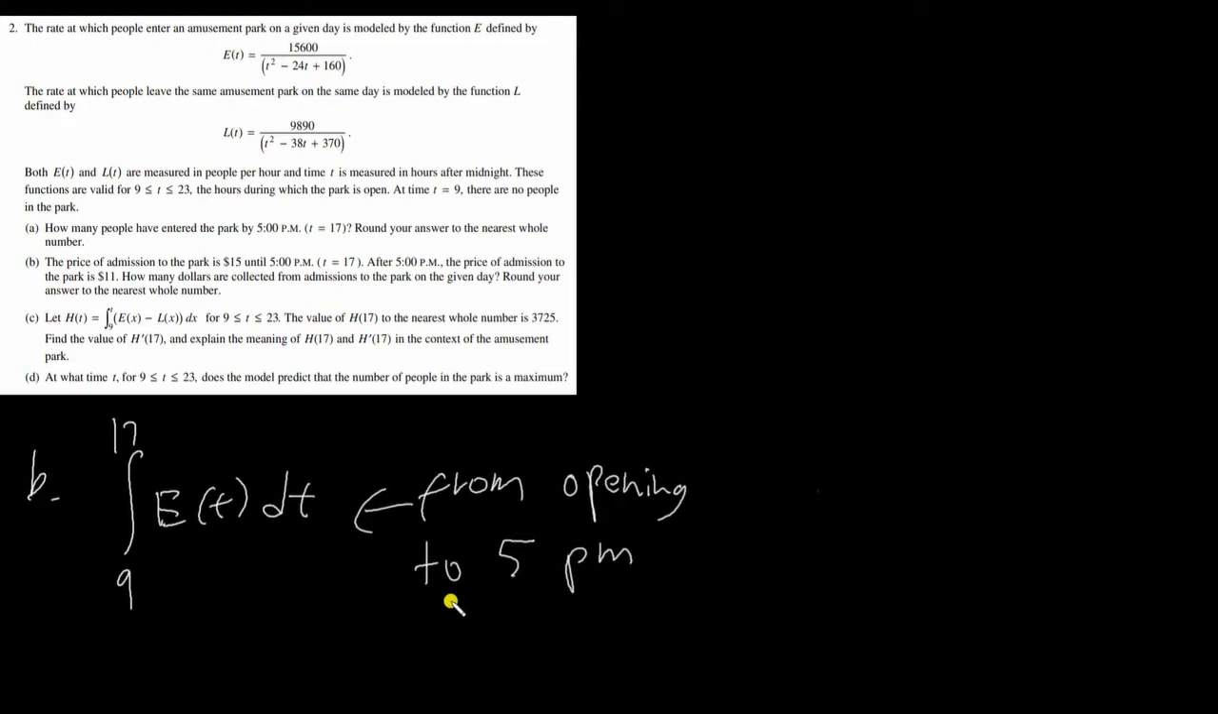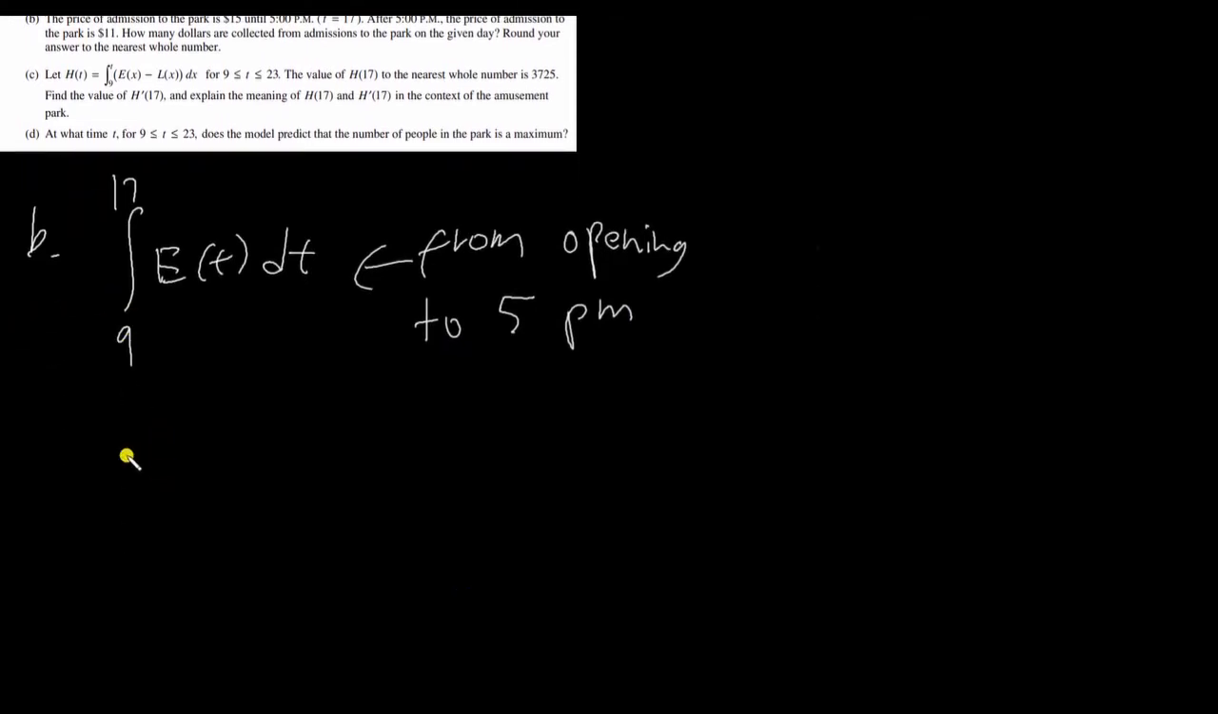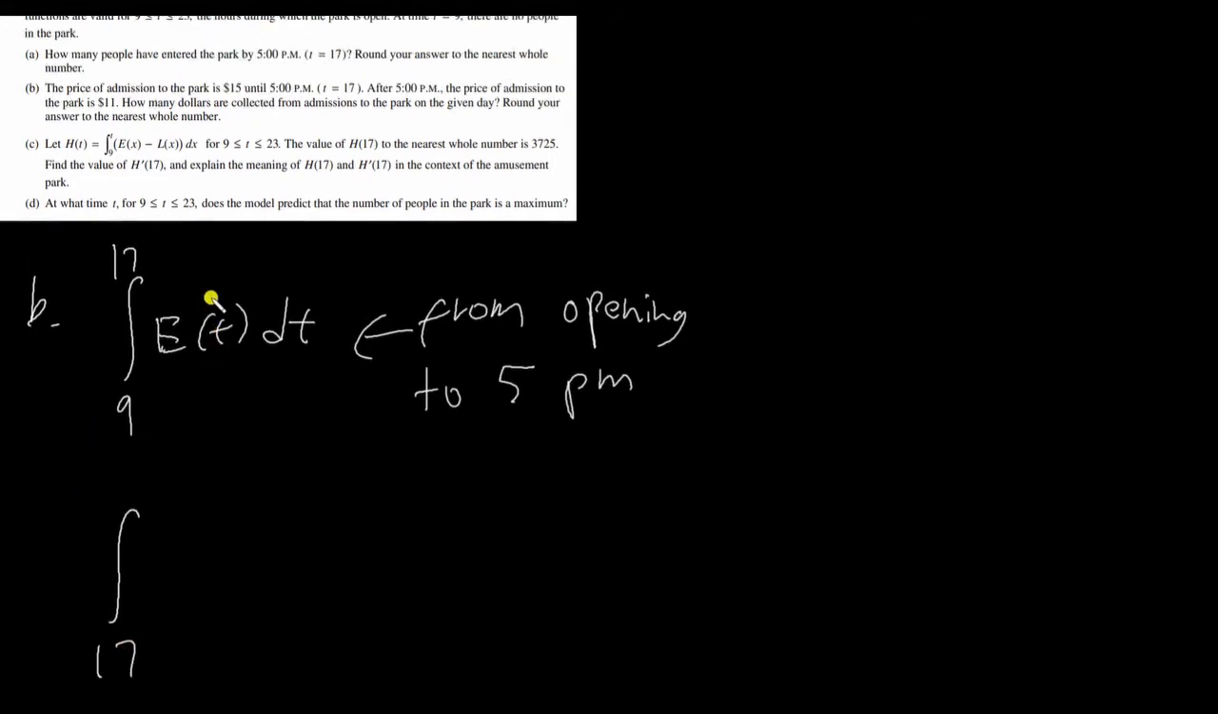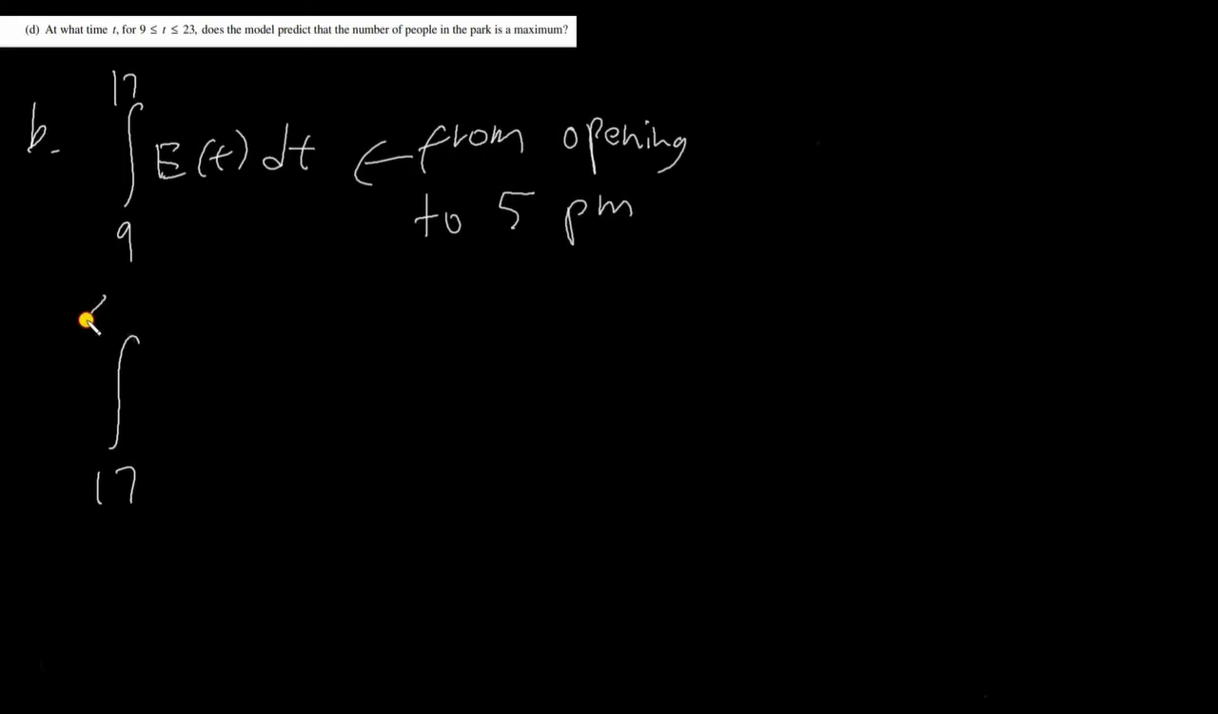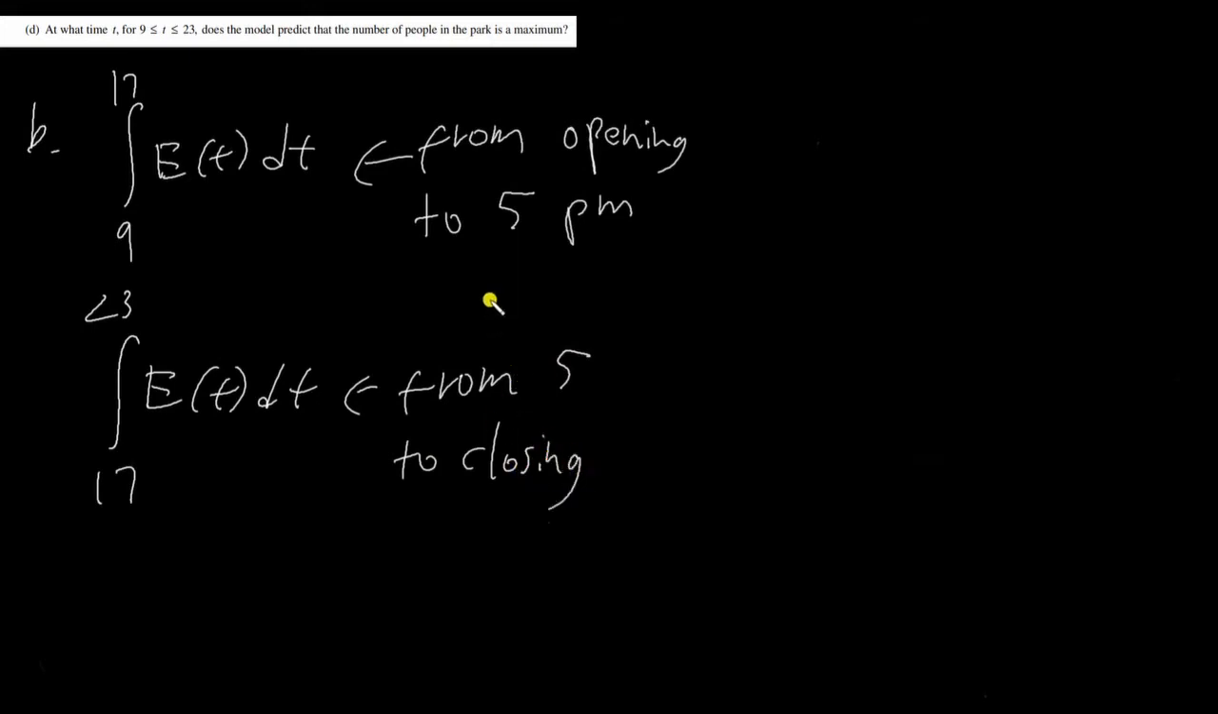And then after 5 p.m., the number of people is going to be the integral from 17 to the closing time, where the closing time is t equals 23. And this is still going to be E of t. So the first integral is the total number of people who entered from opening to 5 p.m. This one is the total number of people who entered from 5 to closing.